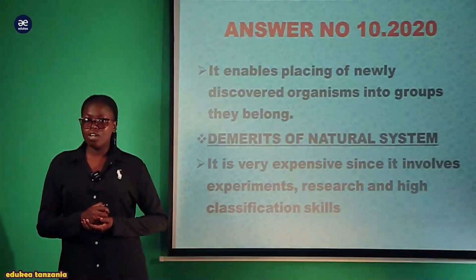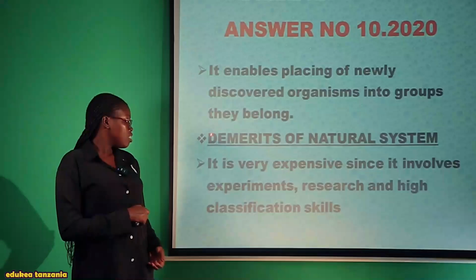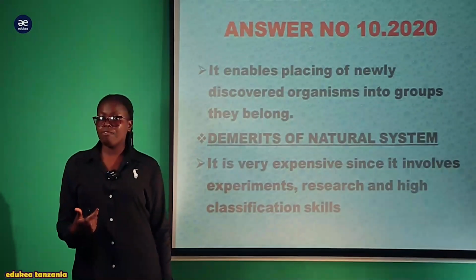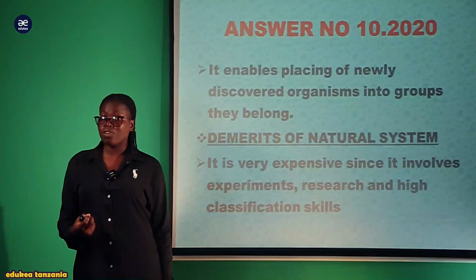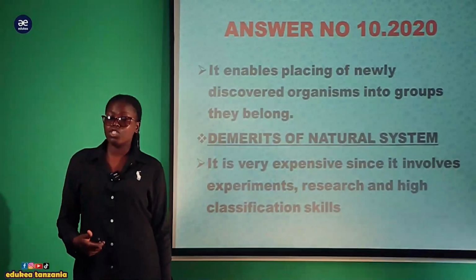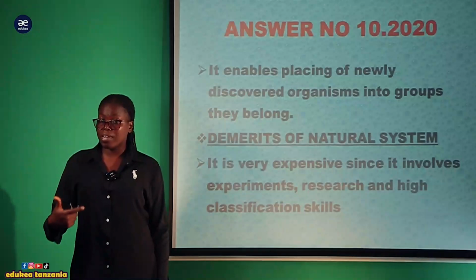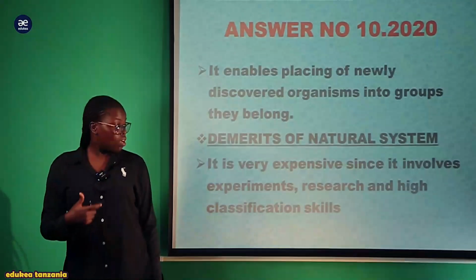The demerit of the natural classification system is that it is very expensive because it consumes time for studying the internal structure of these organisms, showing their evolutionary relationship, knowing their analogy, their ontogeny and their common ancestor. You have to diagnose them.